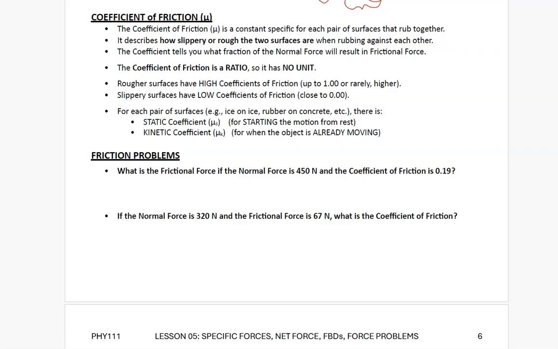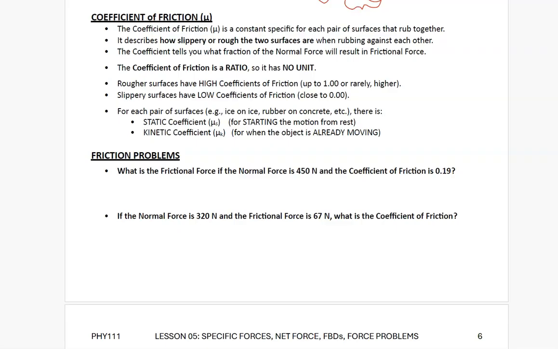But we're going to give you the values, or we're going to ask you to calculate them from values you already have. You don't have to look up anything. But those coefficients tell you how slippery things are. Coefficients close to zero are super, super slippery, infinitely slippery, whereas close to 1 or even higher than 1 are incredibly rough surfaces.